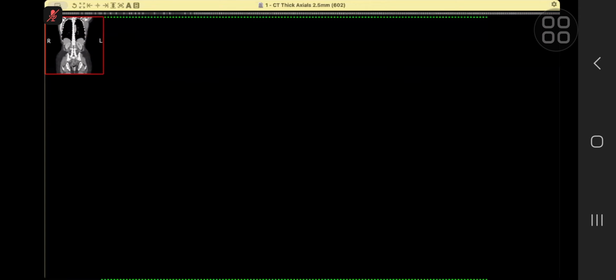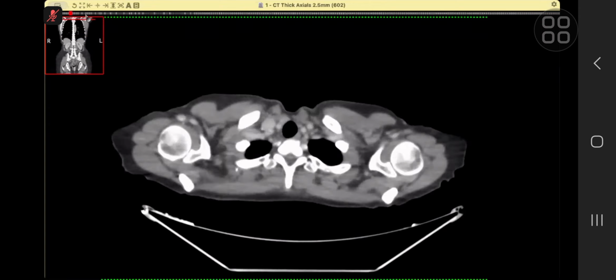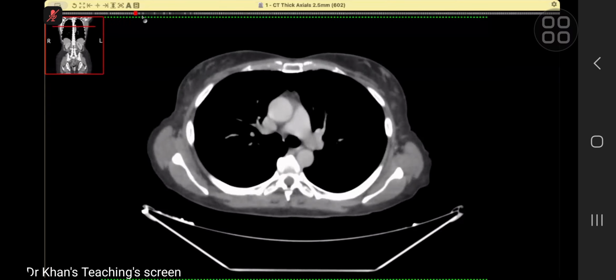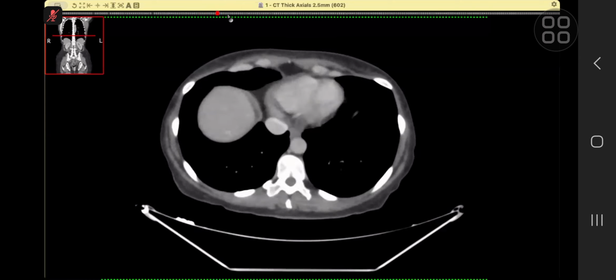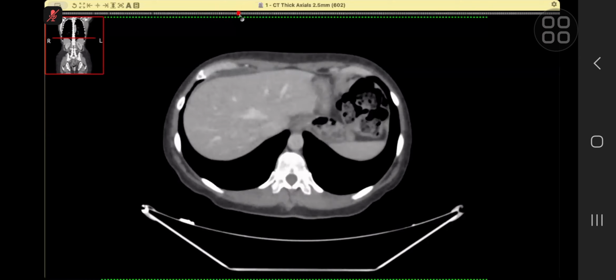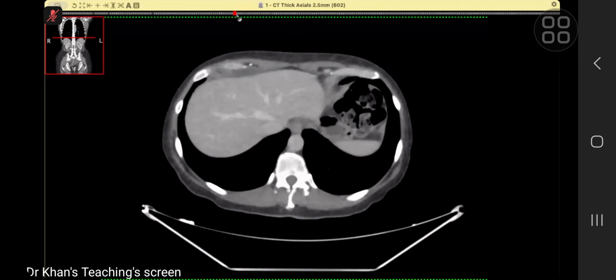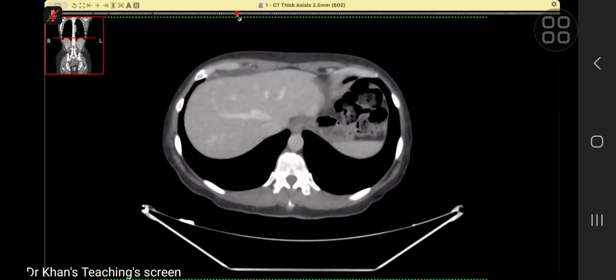So don't worry about the chest. I am not interested in the chest. Just concentrate on the abdomen. Yes, sir. Chest was normal. Post-contrast CT abdomen and pelvis images of the patient have been provided. I'll just take a moment to scroll through the images.